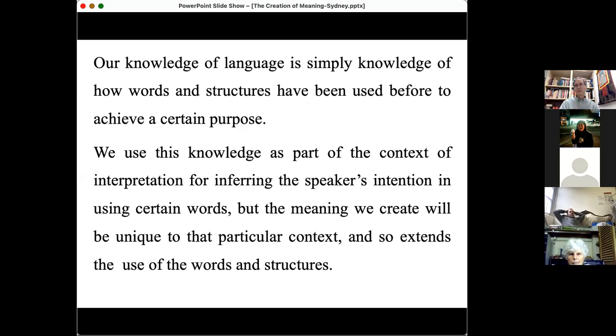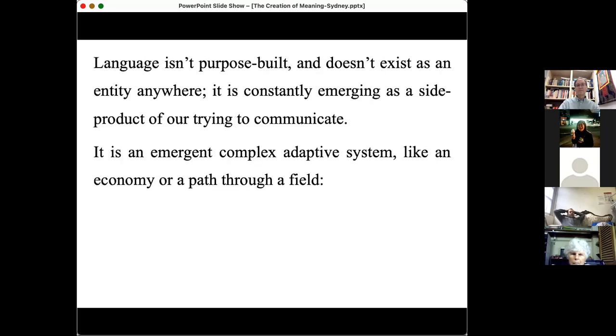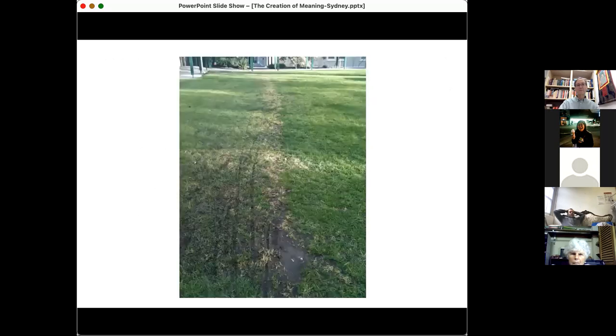As Adele Goldberg said, our knowledge of language is knowledge. It's basically just like any other knowledge. We use this knowledge as part of the context of interpretation for inferring the speaker's intention in using certain words, but the meaning we create will be unique to that particular context and so extends the use of the words and structures. Language isn't purpose-built and it doesn't exist as an entity anywhere. It is constantly emerging as a side product of our trying to communicate. It's an emergent, complex, adaptive system like an economy or a path through a field.